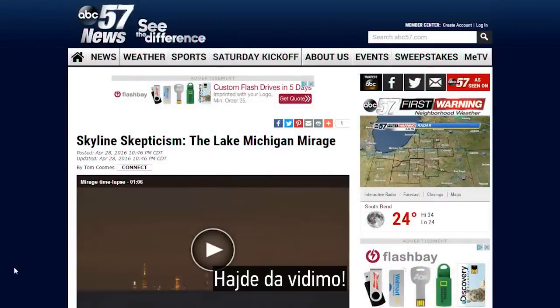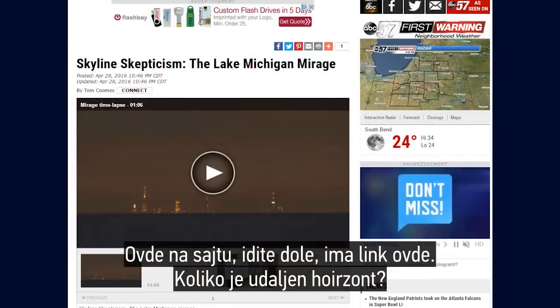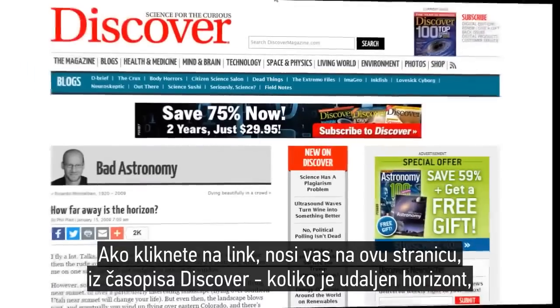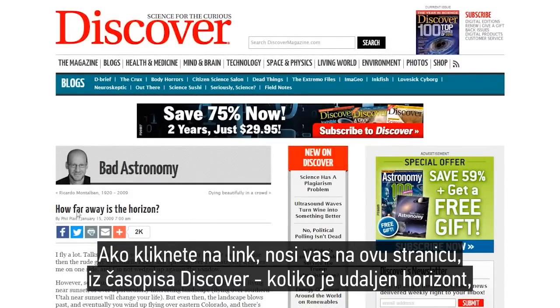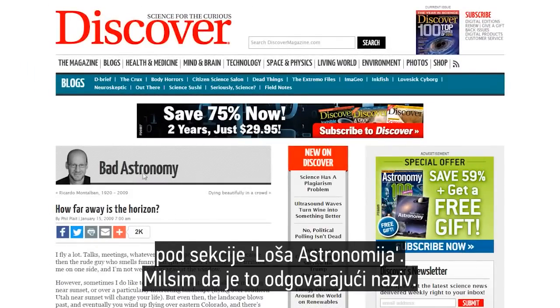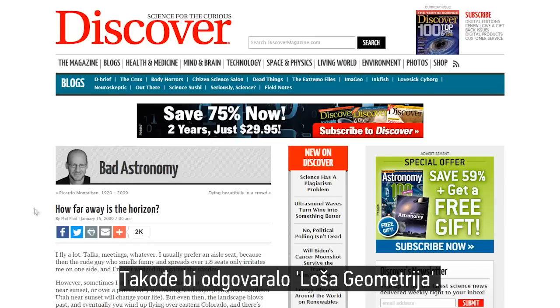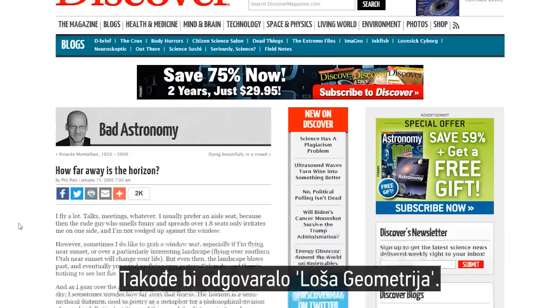So let's check that out. Here on the website, scroll down, and he's got this link right here. How far away is the horizon? If you click on that, it takes you to this page right here. From Discover magazine, I guess. How far away is the horizon from Bad Astronomy? That's properly labeled, I think. Bad Astronomy. It could also be Bad Geometry.